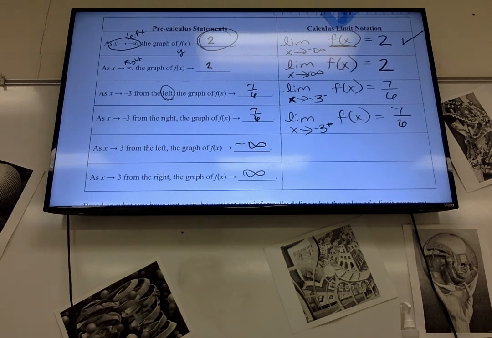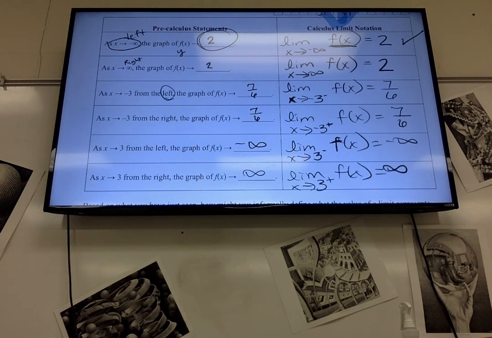So what's the next one? Limit as x approaches 3 from the left of f of x equals negative infinity. Very good. And Stephen, what about the last one? Very good. Oops, that one's positive.